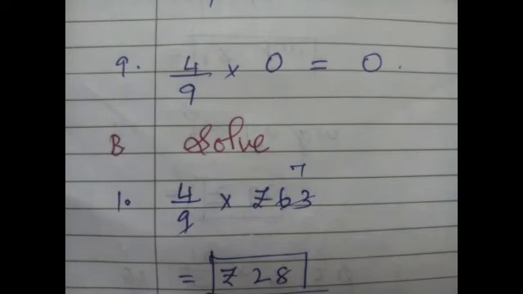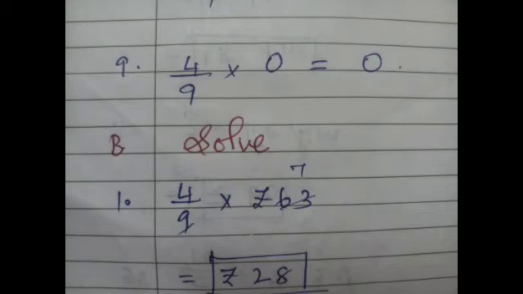If the multiplication sum has any 0, the answer will be 0 only. No need to multiply any number, so directly you can put it as a 0. Next, B section, solve 4 by 9 multiplied by rupees 63.